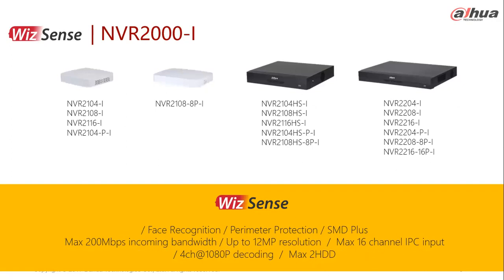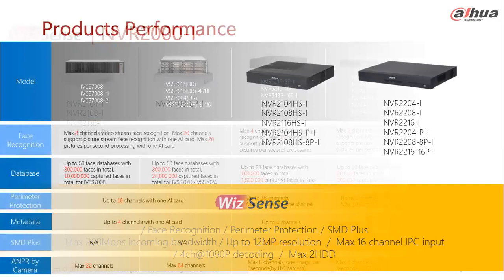So maybe if you want to do face recognition for a small retail shop, maybe a small project that requires only 2 cameras, then no need to buy the high-end camera, high-end NVR. You can just choose a series 2 with a maximum of 8 channels, and you'll have your function working.